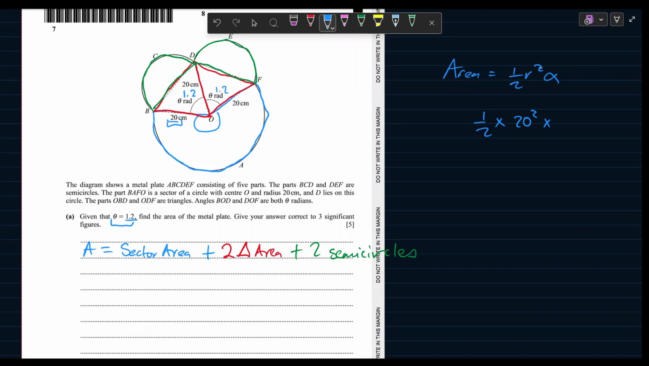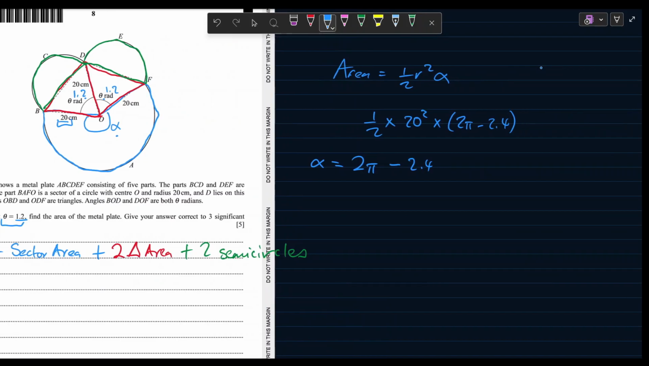And for a complete circle, that's going to be 360 degrees or 2 pi radians. So if we want the angle alpha here, alpha is going to be equal to 2 pi minus 1.2 minus 1.2, because theta plus alpha should add up to 2 pi radians because it forms a complete revolution. So that's 2 pi minus 1.2 minus 1.2, so minus 2.4. That's our alpha. I'll just write it exactly as it is: 2 pi minus 2.4. This should give us the area of our sector.